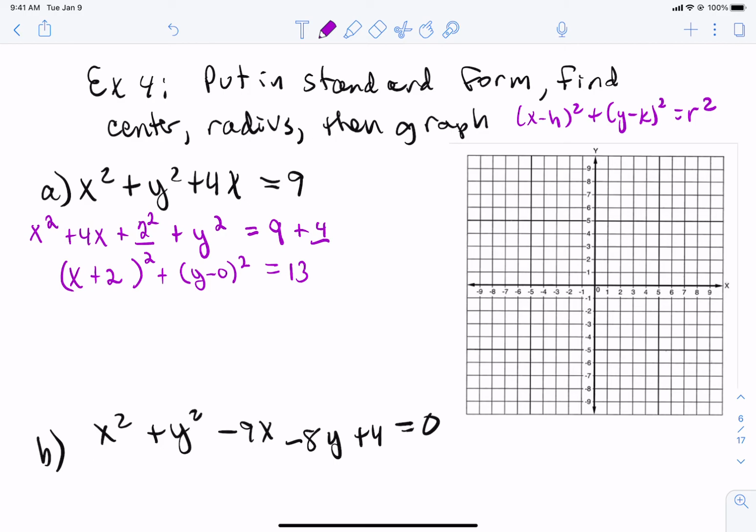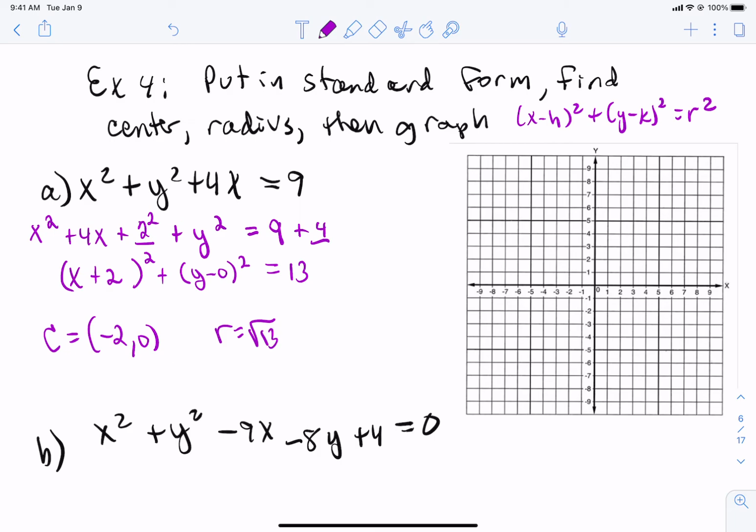Now let's pull out our center and our radius, and then we'll graph it. Our center is the opposite of h, and the opposite, or negative h, is right there. So the opposite of that will be h. The opposite of that will be k. So that point is negative 2, 0. Our radius is the square root of whatever number you see there. That's the square root of 13.